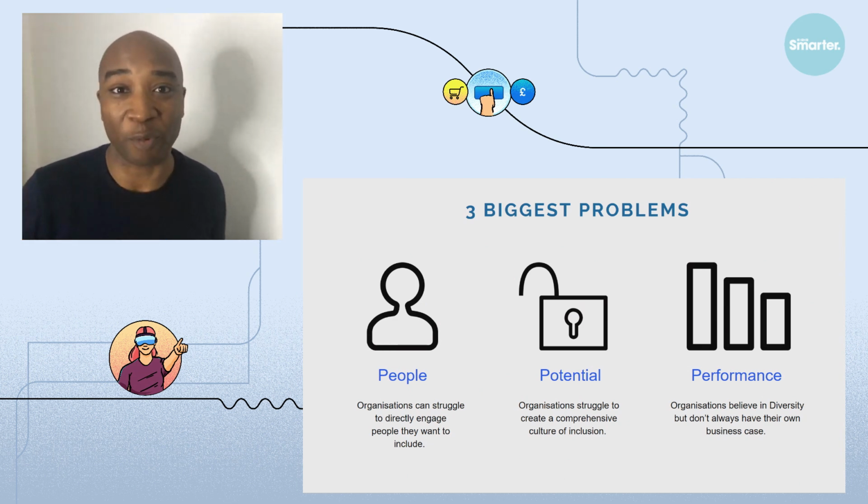The second thing is about creating a culture of inclusion where everyone can reach their potential. Culture eats strategy for breakfast. You've heard this, it matters. This is probably the lion's share of the challenges that you're going to experience in the workplace when you're trying to address inclusion. And then the last thing is around performance, the so-called business case for diversity.